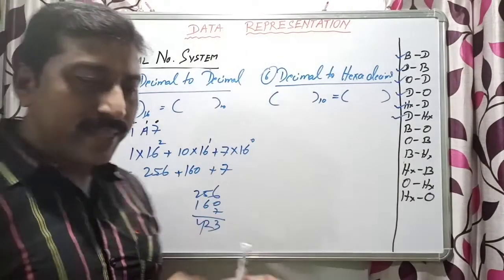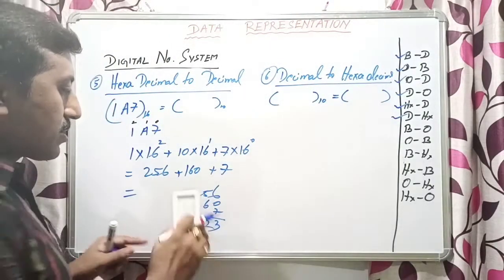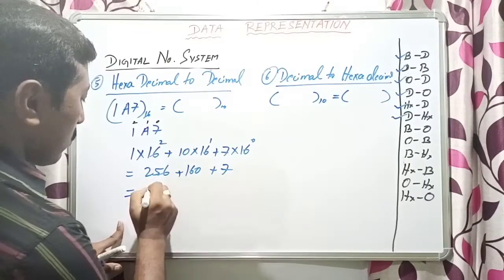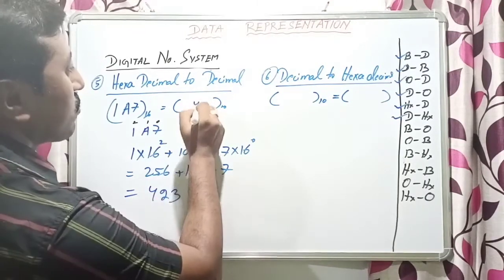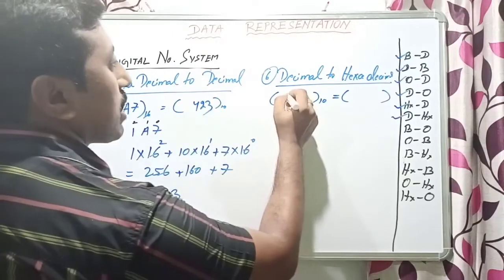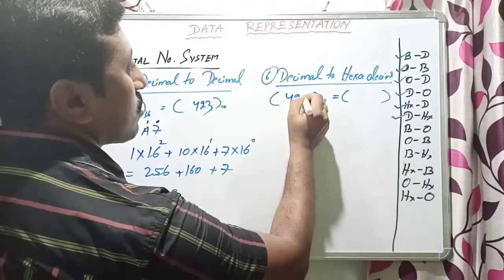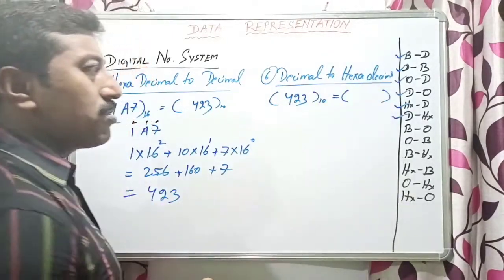So that is 423 coming. Okay, so we'll write here 423. Let us check the answer. Now we'll convert the decimal to hexadecimal. The decimal number is 423. We'll convert it into hexadecimal.